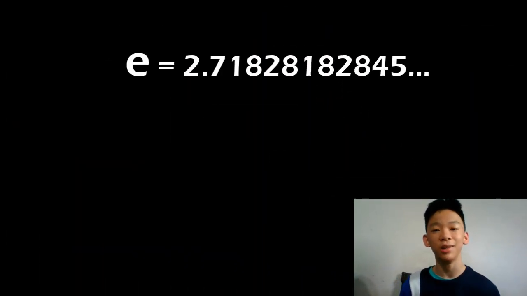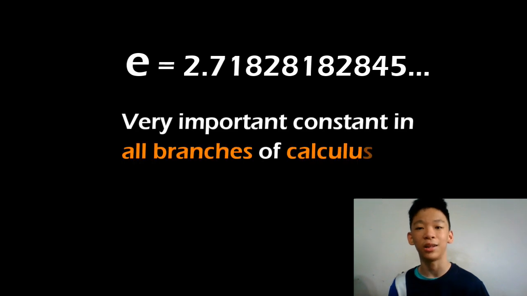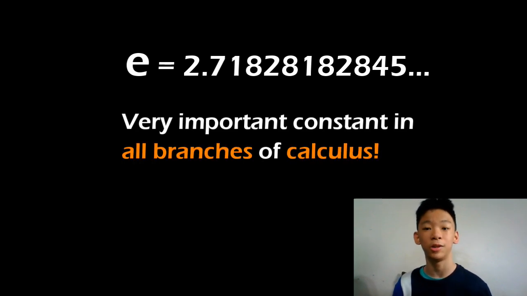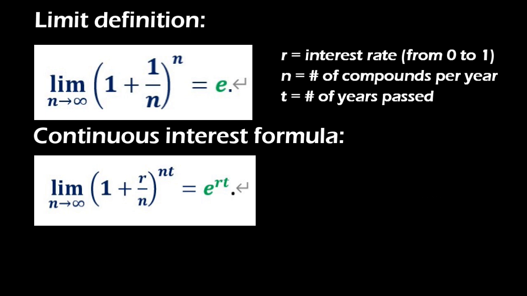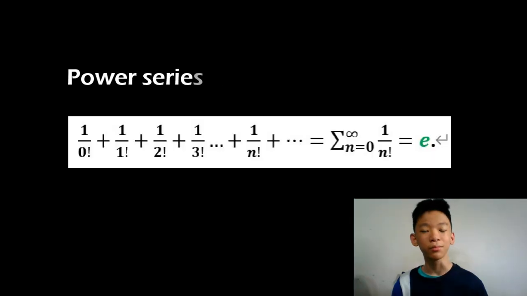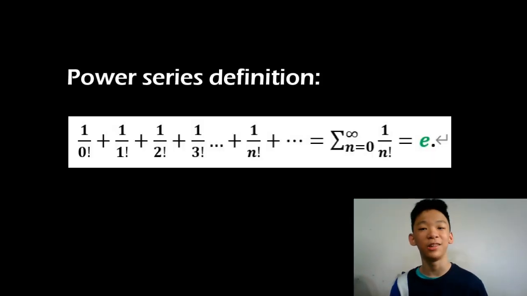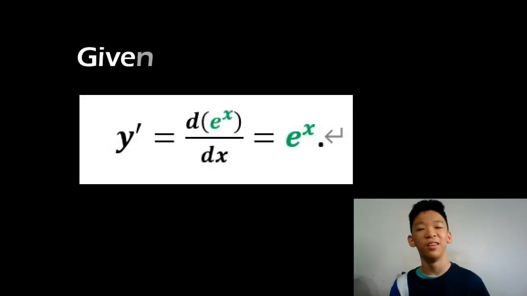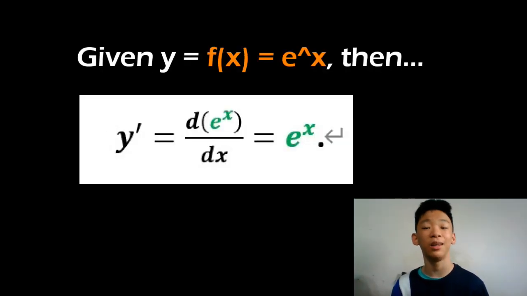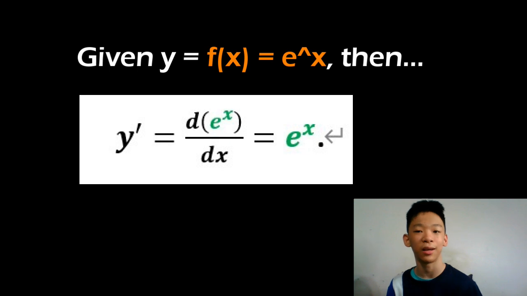The constant e is coined to be the most natural constant because it shows up a lot in calculus problems regarding the rate of change. For instance, continuous interest requires the use of e. It shows up a lot in a power series. The function y equals e to the x is equal to its own derivative. Hence, y prime equals d e to the x over dx equals e to the x.